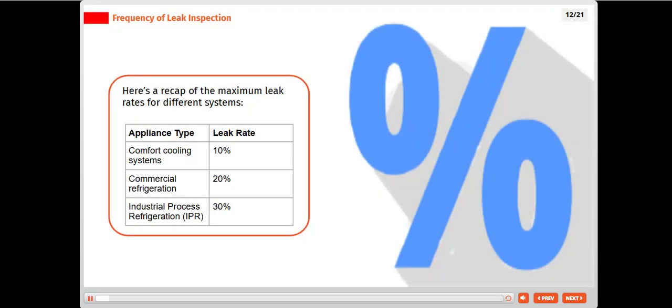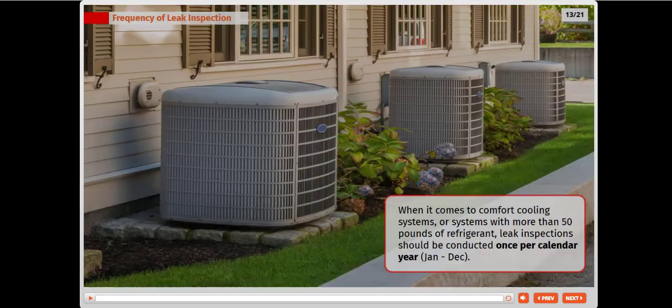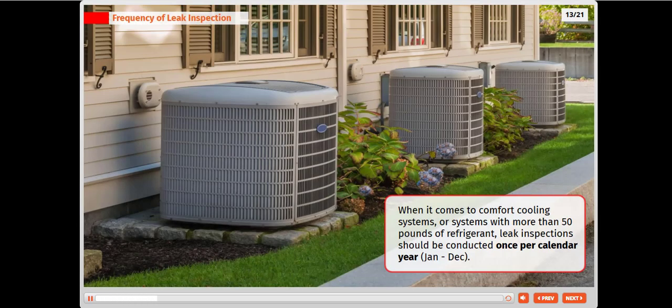Here's a recap of the maximum leak rates for different systems. Comfort cooling systems, 10%. Commercial refrigeration, 20%. Industrial process refrigeration, IPR, 30%. When it comes to comfort cooling systems, or systems with more than 50 pounds of refrigerant, leak inspections should be conducted once per calendar year, January to December.